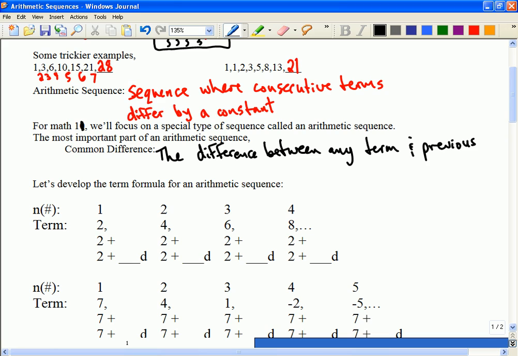Okay. So we want to work with these sequences, and I'm going to help you develop a formula for it, okay? So here's the first thing. I got a little table organized here. Hopefully you can follow my table. But here's the term number, and here's the term itself. So this is the actual sequence that you would look at. The sequence goes 2, 4, 6, 8.